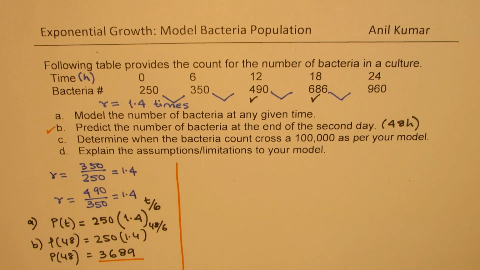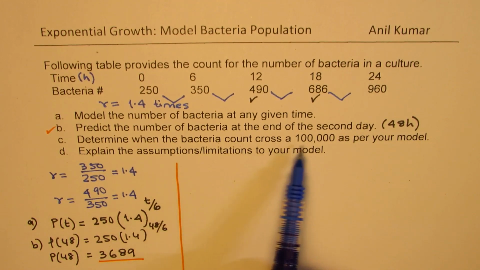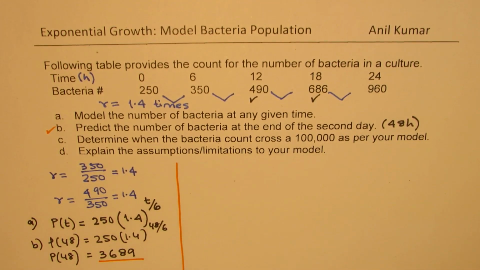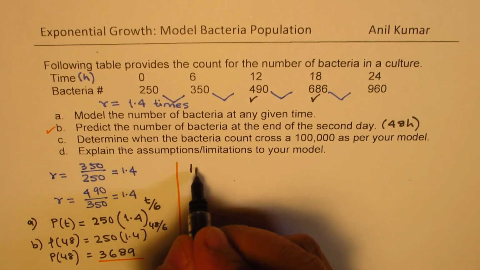Now let's look into part C, which says, determine when the bacteria count crosses 100,000 as per your model. So as per the model, we'll substitute 100,000 for the population, right?